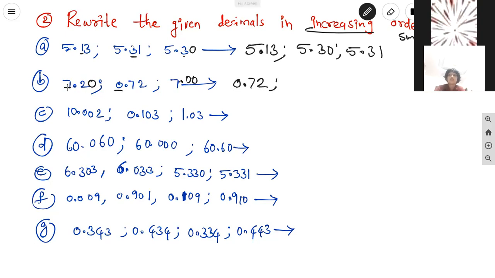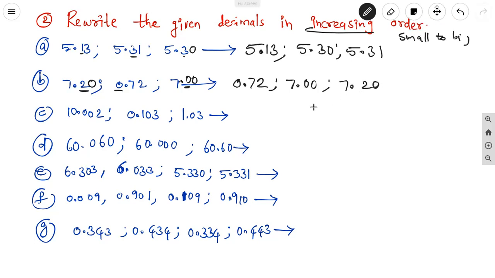Then compare the other two numbers. Whole part both are same. Then compare the 10th digit. Here 0 is there, here 2 is there. So 7.00 is the next number. Then 7.20 is the bigger number.